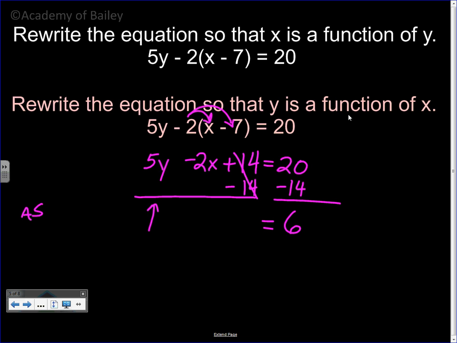Now, in order to save you some space on your paper, what else are we adding or subtracting to y? We are also subtracting 2x. So let's add 2x. Leaves us 0x. Now, if I add 2x to the left side, I have to add 2x to the right side. So this will be plus 2x. 6 plus 2x, and we drop down 5y.